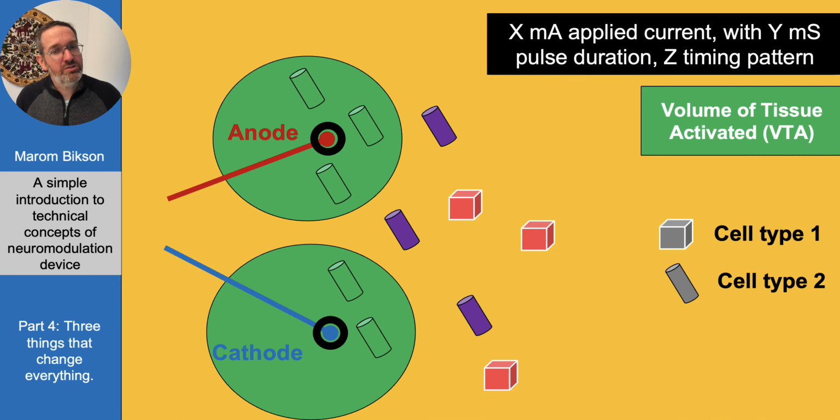But what if the cells are not all the same? What if there's one type of cell and another type of cell? And what if the threshold to activate each one of those cells is dissimilar? What if one cell type is really easy to activate and another cell type is very hard to activate? So now we can't just think about neuron. There's not just one neuron.